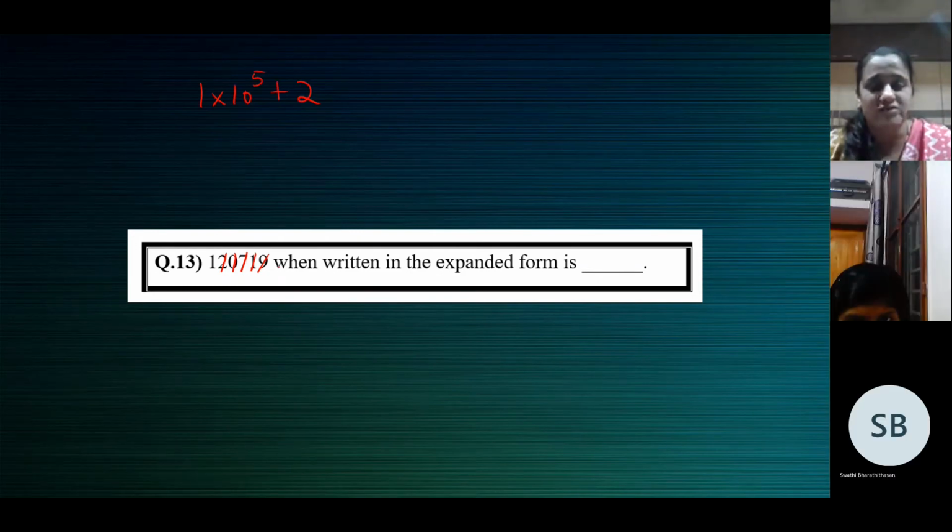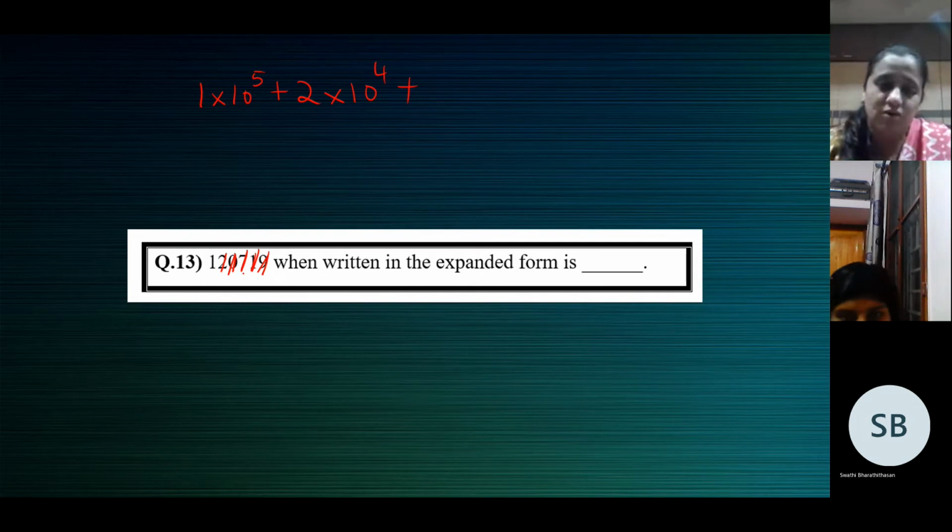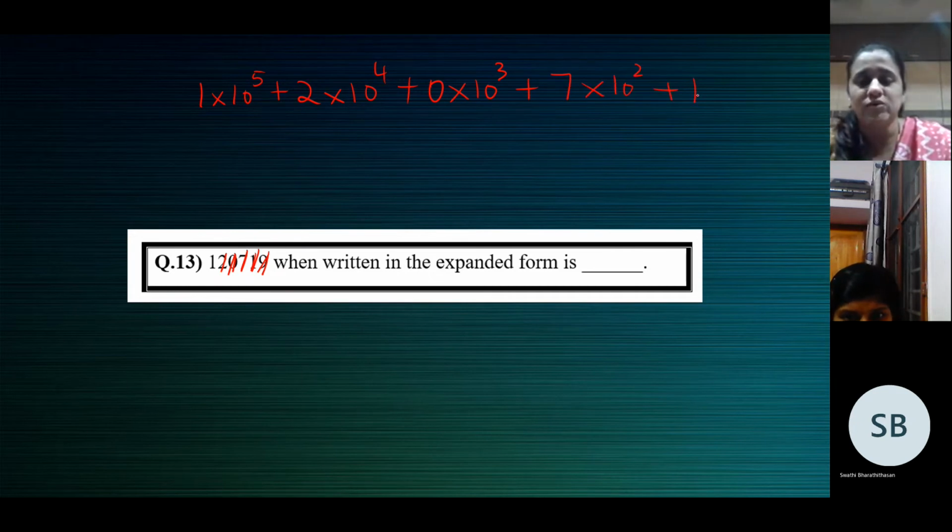After 2, you have 4 digits. After 2, 1, 2, 3, 4 digits after 2. So 2 into 10 to the power 4 plus. 0 you can ignore, or if you want, write 0 into 10 cubed plus. After 7, you have 2 digits. So into 10 square. Plus after 1, you have only 1 digit. So into 10 to the power 1. Then after 9, there is no digit. So into 10 to the power 0.